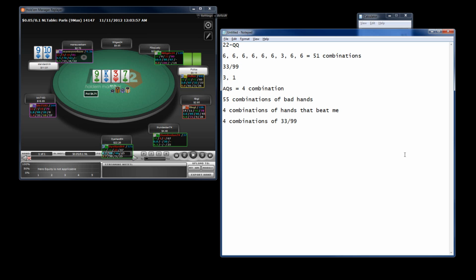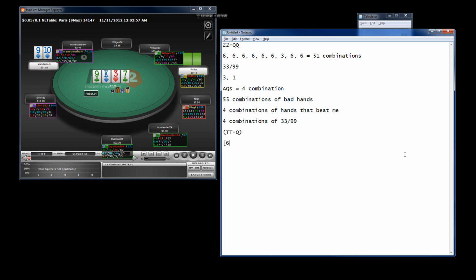Now let's figure out 10s through queens, which I figure is going to be a huge part of his range right here, just because he's kind of repping a middle pocket pair type hand, and he probably doesn't have a 9, since I have a 9 in my hand. So we'll do 4 combinations of the one 10 and 3 combinations of the other 10. 4 times 3 is 12, divided by 2 is 6, so there's 6 combinations of pocket 10s.